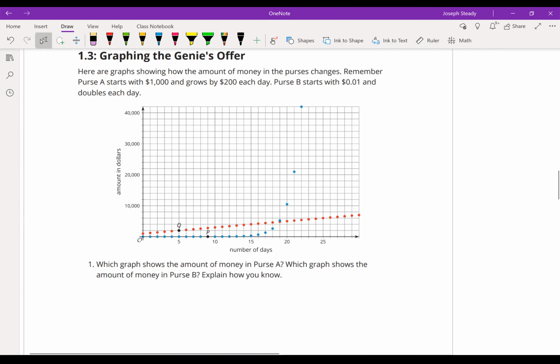Well, if I look at this, the red dotted line is the one that goes up by a constant amount every day. It goes up 200, up 200, up 200 every single day. It makes this nice straight line. So the red dots must be purse A because it has a constant rate of change. $200 every day.